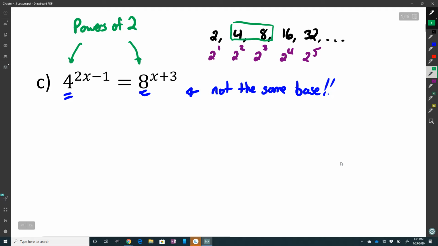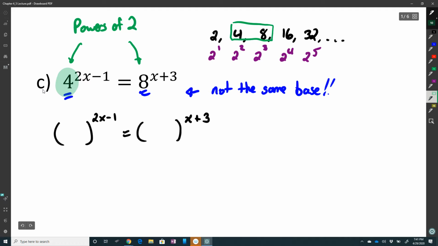And because of that, I can rewrite the problem in terms of powers of 2 and solve it. So 8 can't be written as a power of 4, well, cleanly. And so I rework it. So 4, I'm going to put parentheses. All right. So the 4 becomes 2 squared. And the 8 becomes 2 cubed.